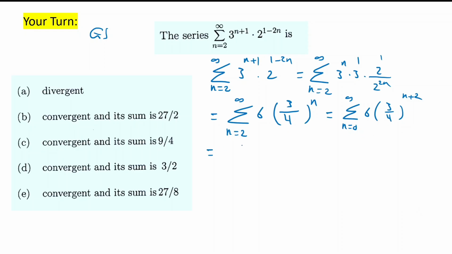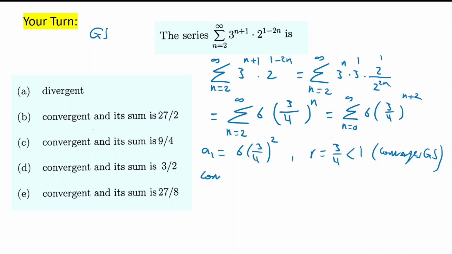So what should be the first term, A1? Check what's A1, the first term. Try with n equals to 2. So this is 6, 3 over 4 squared. This is the first term. What's R in this case? 3 over 4. Does it converge? This is less than 1, so this converges. Converges geometric series. Okay. Great. Now, how do I find what it converges to?